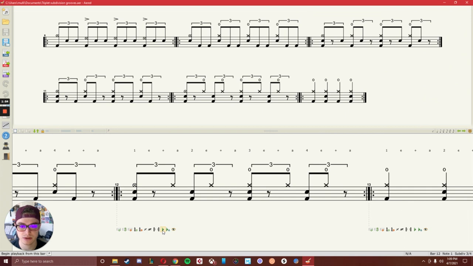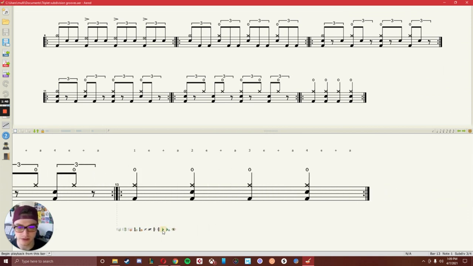So we're still keeping the quarter note pulse, this time with both the snare and the bass drum, and we're subdividing with a hi-hat. 1, 2, 3, 4, 5, 6, 1, 2, 3, 4, 5, 6. And then we're closing it out with the good old quarter note.